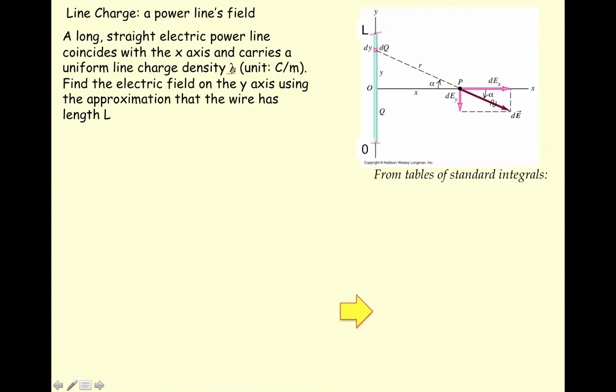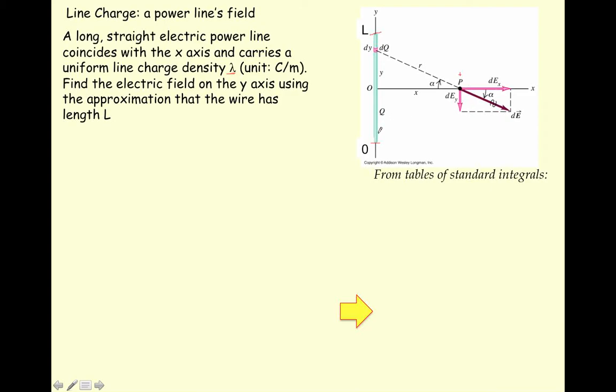Where is lambda here? A lambda, which is coulomb per meter, so linear charge density, and we want to find the electric field here. Again, with the same argument, dq will give me a dE, which is directed this way because you're placing a positive test charge right here. And this will have an x component and a y component.